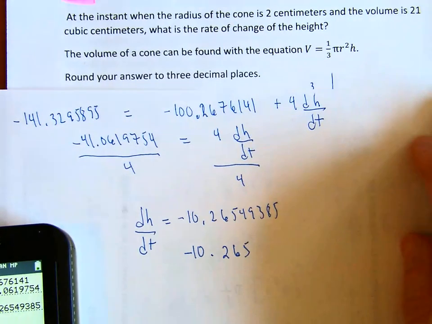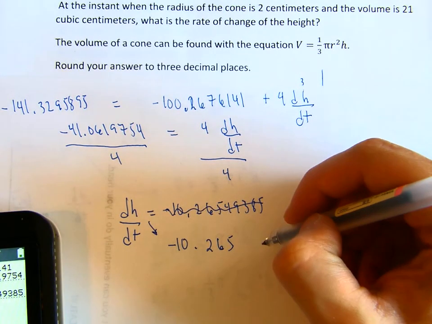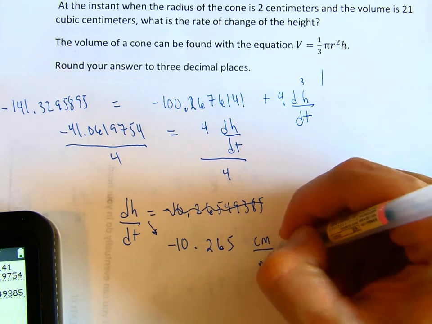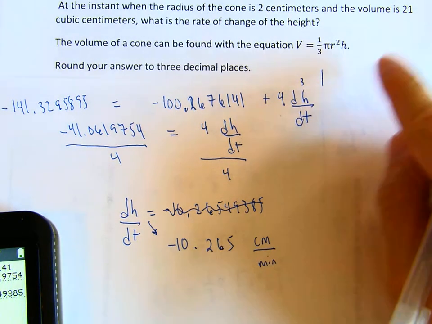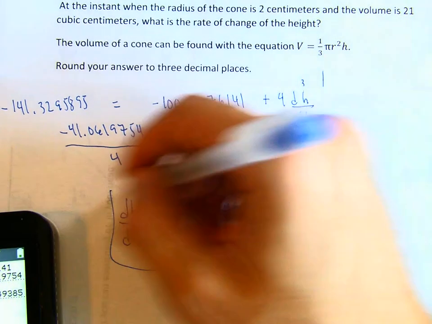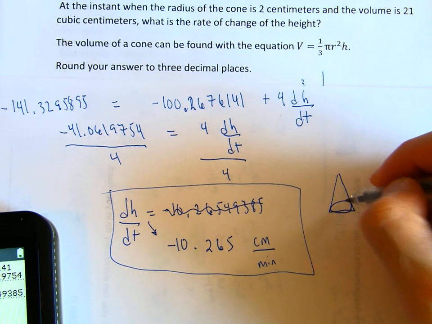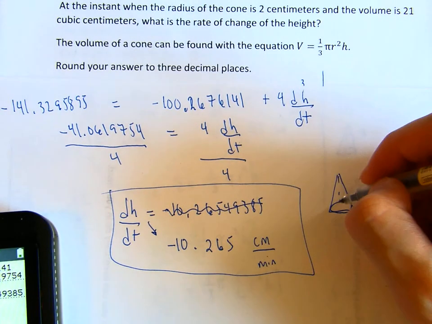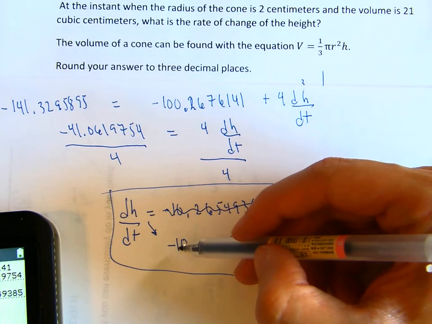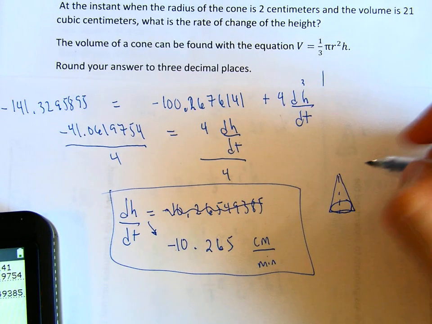And now we just have to give the units of measurement. What will be the units of measurement for dH dt? It'll be centimeters per minute, because it's talking about every minute. So that is dH dt. And what does this dH dt mean? Pause the video and try to write down what this means, but it's saying the height of the cone is decreasing by 10.265 centimeters per minute.